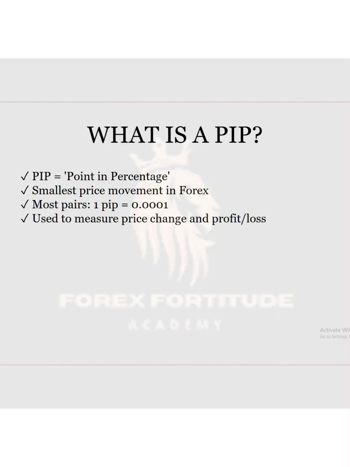Also, what is a pip? A pip is what we know as point in percentage. A pip is the smallest price movement in Forex. For every movement that occurs in the Forex market, the change in that movement is what we know as pips. For most pairs, one pip is equal to 0.0001, depending on the kind of pair you are trading. Pips are also used to measure price change, profits and losses.